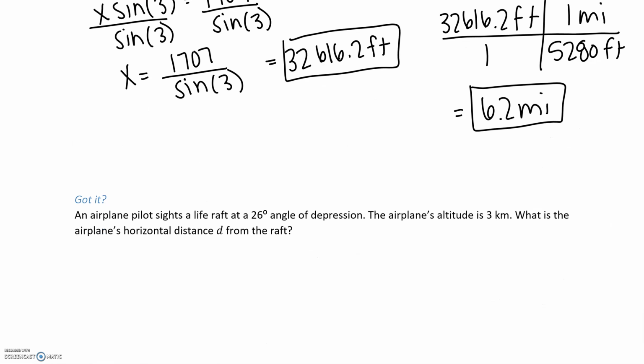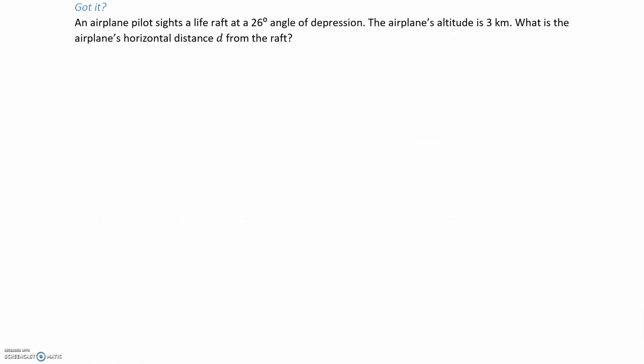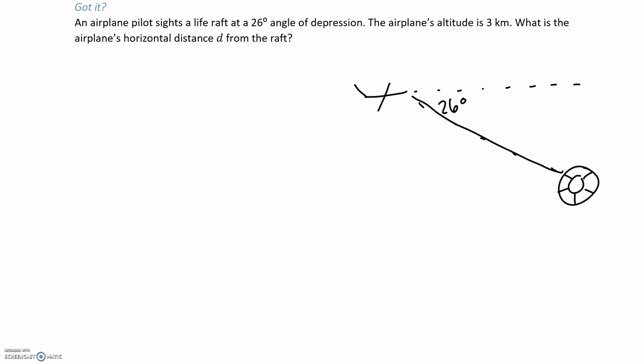Okay, and our last question. So we have an airplane that spots a life raft at an angle of depression. So if we have an airplane up here, I'm just going to draw it out. We've got this horizontal line, and it spots a raft. Make it just a circular raft. Okay. It spots a raft at a 26-degree angle of depression. So it says the altitude, so the height from the life raft, is about 3 kilometers.